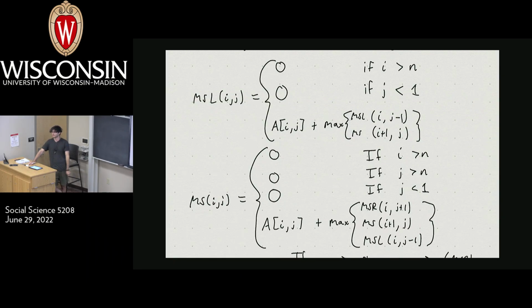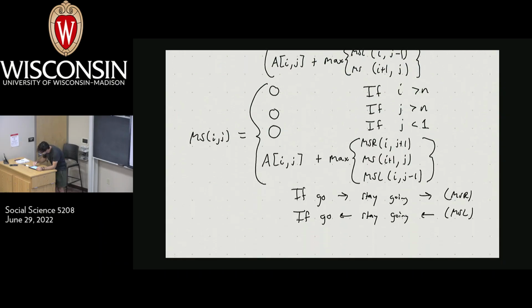Questions? Yes? So when you get to the next one, you can't go down. You can always go down. Okay, that's the down part. So both in MSL and MSR, you can always go down. And then the full thing MS, you can also go down. Down is always an option. But whether you go left or right depends on what you did in the past. So I'll just say that.